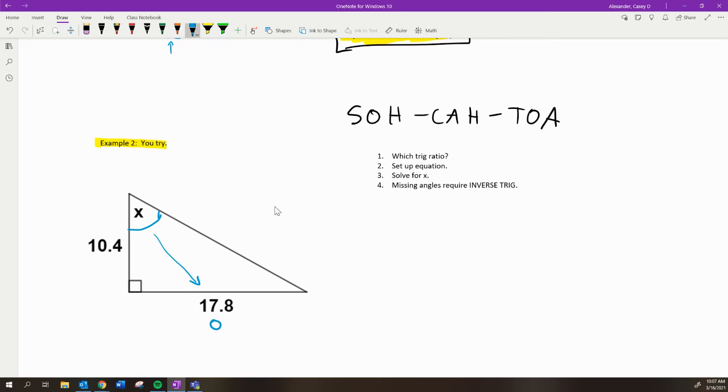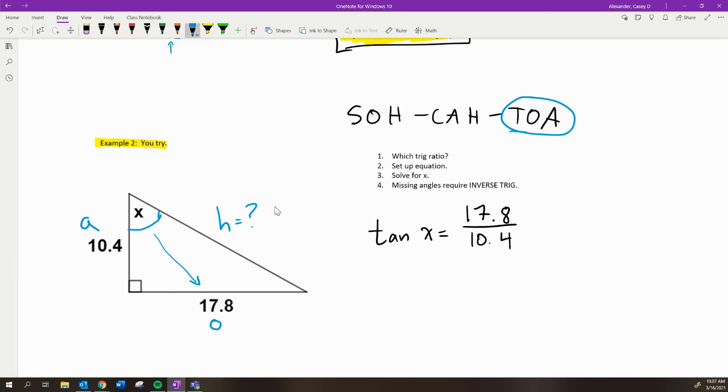So we know the opposite side, we know the adjacent side, and we don't know the hypotenuse. Doesn't matter. We could find it with the Pythagorean theorem, but we don't need to because we can use tangent to do this, because tangent is opposite over hypotenuse. So we'll just say the tangent of x is equal to the opposite side, that's in our case 17.8, divided by the hypotenuse side, 10.4.